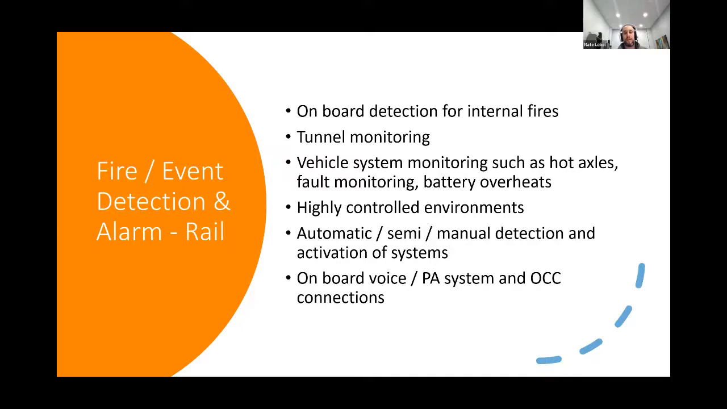Services that we will talk about are sometimes automatic, or semi or manual activation on detection. For instance, I know of a tunnel where on detection, a timer starts, and if nobody intervenes at the end of that timer, the suppression system activates, but the intent is actually that somebody is there and intervenes and makes that decision, not that it automatically goes. There also tend to be onboard voice and PA systems and a connection to something called an OCC, which is an operational control center. I think I have a photo of that in a bit.